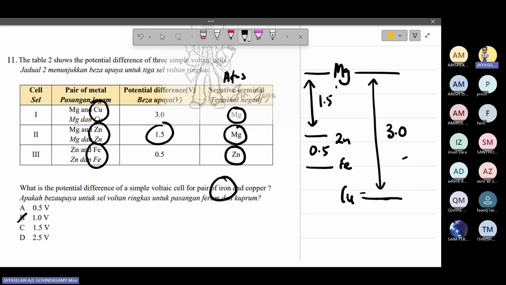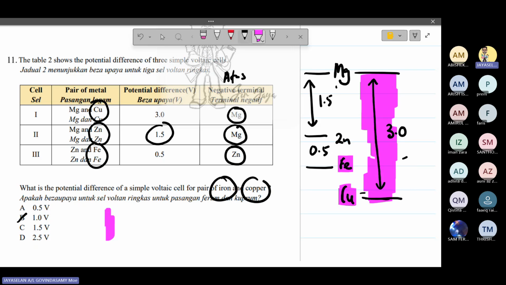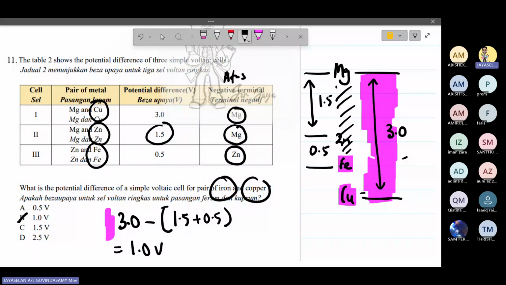Okay, now they ask iron and copper. So they want the iron, new voltaic cell, iron and copper. They ask you to predict without doing this one. So macam mana you nak buat? You ambil semua benda ni. So you put here 3.0, you minus with this one. Minus, open bracket, 1.5 plus 0.5, which is 2 lah. So the answer 1.0 volt. Okay, any question?